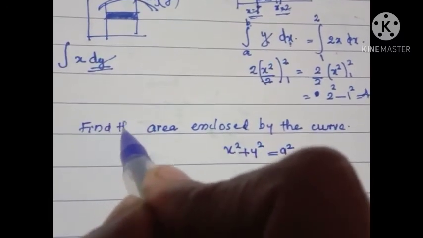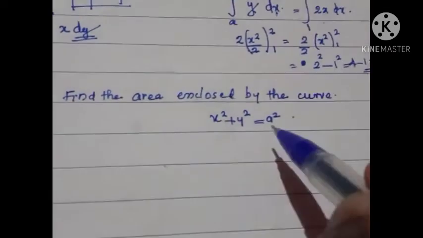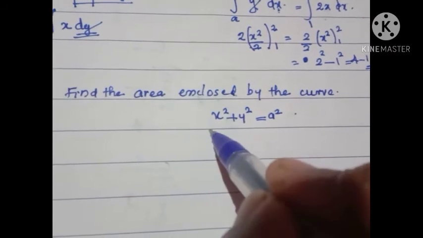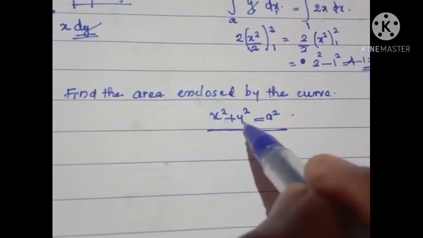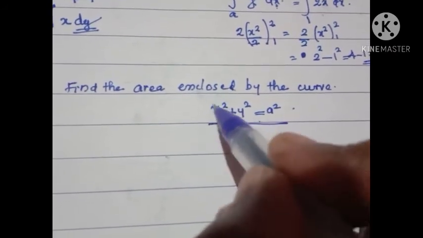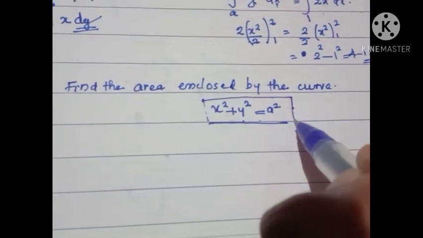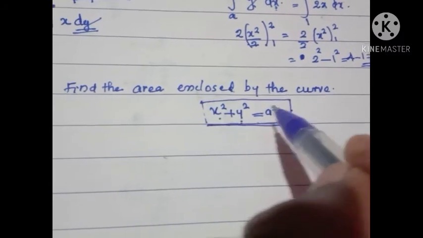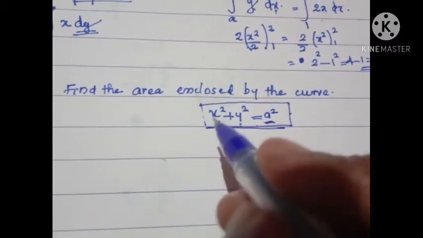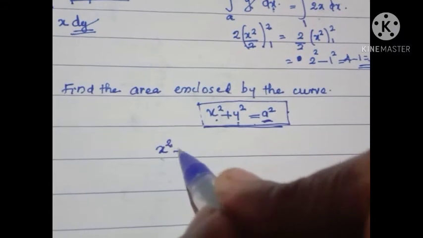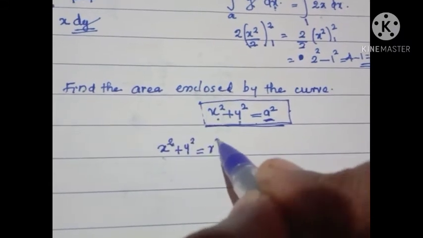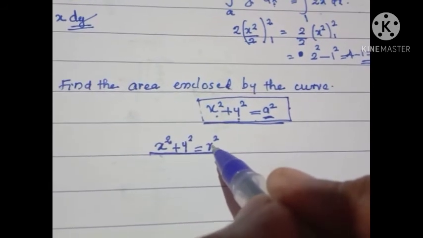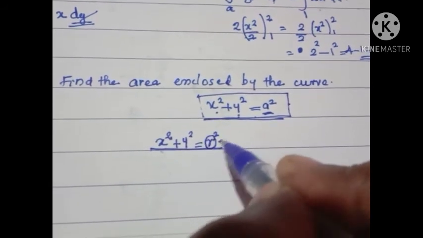Find the area enclosed by the curve x square plus y square equal to a square. Do you know what this is? x square plus y square equal to a square. Yes, this is the equation of a circle, whose radius is a. You know the x square plus y square is equal to r square form, so this is the equation of a circle whose radius is r, isn't it?